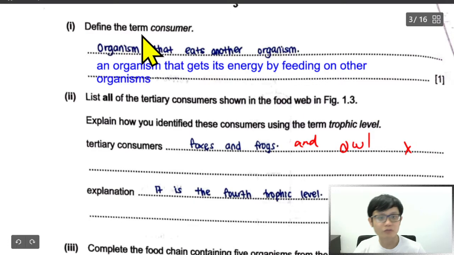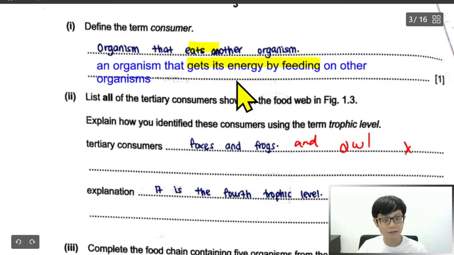Define the term consumer. An organism that gets its energy by feeding on other organisms. The keyword is getting its energy by feeding. Of course, I can assume that eat is equivalent to feeding, but there is no word from the student in terms of energy. If the answer was an organism that eats other organisms to get energy, then maybe I will give it correct. I just say maybe, but this is the marking scheme.